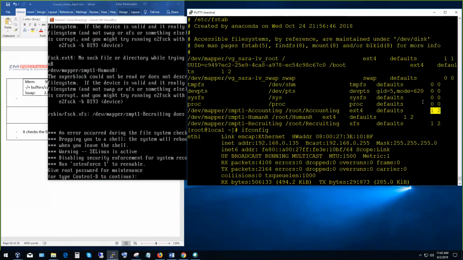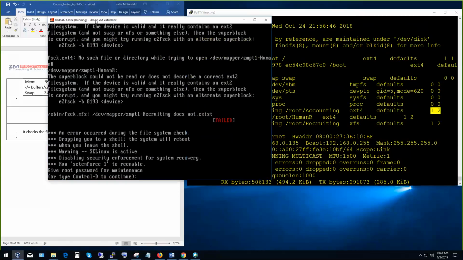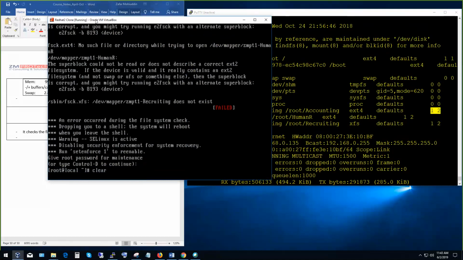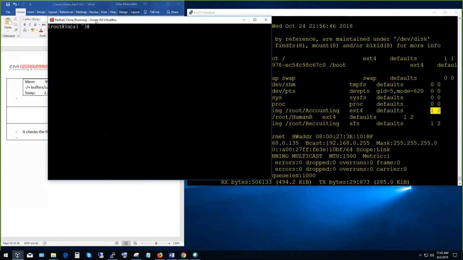Okay, so we're going to play around a little bit here and see what exactly is happening. It's telling me to enter the password here, so let me type the password. Okay, I typed the password, and now I know I'm in single user mode. So the problem is fstab.